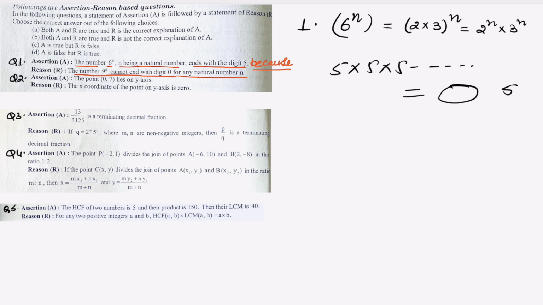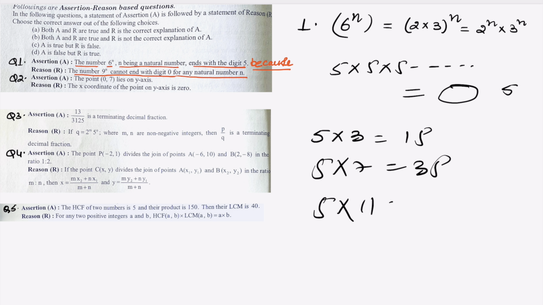Or, other than 5, there can be any odd prime factor. Odd prime factor means except 2, since 2 is the only even prime. So other than 2, there can be any other prime factor. Let's say 5 into 3 gives 15, 5 into 7 gives 35, 5 into 11 gives 55, and so on. So these numbers will end with the digit 5. Getting my point? But if there comes an even prime factor, let's say 2, it will become 30.